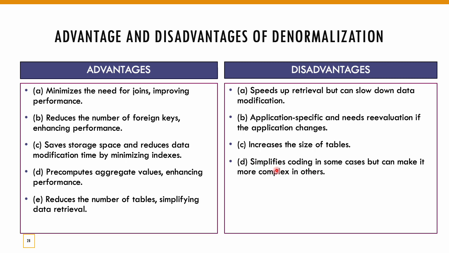It also simplifies coding in some cases, but can make it more complex in others. While denormalization can simplify certain queries by reducing joins, it can complicate coding for data modifications. Maintaining data consistency becomes more challenging since updates must be carefully handled to avoid inconsistencies in this case across the redundant data fields. So these are the disadvantages of denormalization.